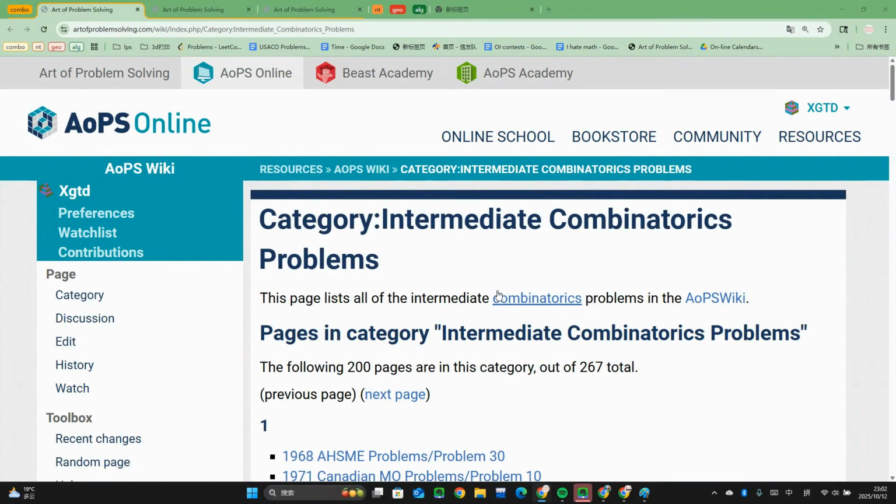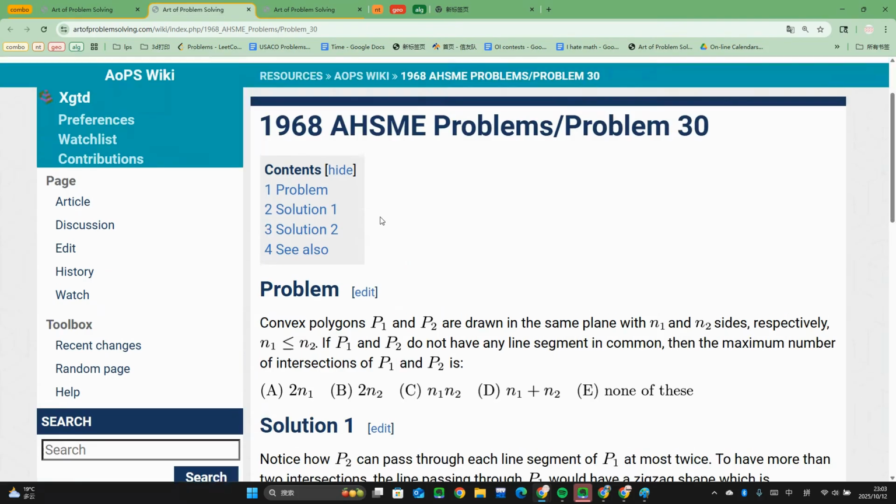Hello everyone, today we're finally starting some combo, and we're doing two intermediate combinatorics problems today. Also, I'm actually going to add one number theory problem because I realized that this is a problem I did earlier that I haven't done a video over yet. Anyways, we're starting with this one.